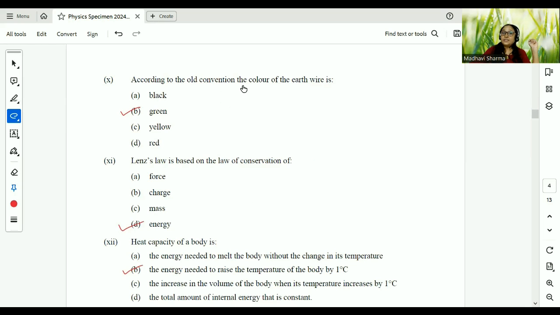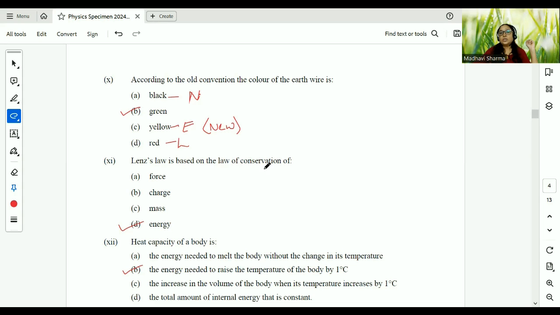According to the old convention, the color of the earth wire is green. New convention is yellow. Black is the old convention of neutral. Red is the old convention of live, danger. Okay, and this is earth, but this is new. So definitely answer is green.